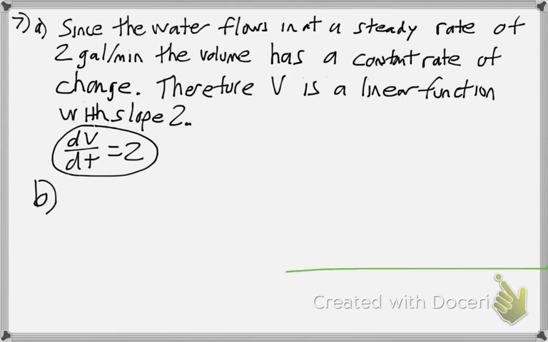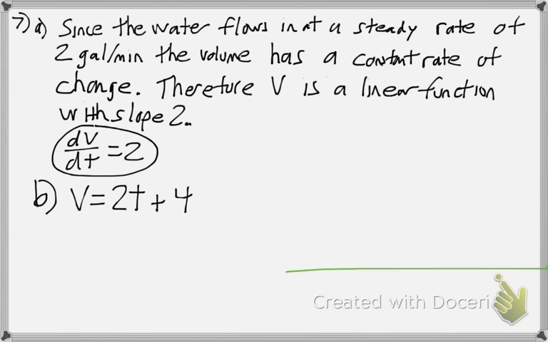Part B wants us to find a formula. So it says, if initially there were 4 gallons of water in the tank, find a formula for V. So V is going to be equal to 2t plus 4. So I have my initial value of 4 here and my slope of 2 here.